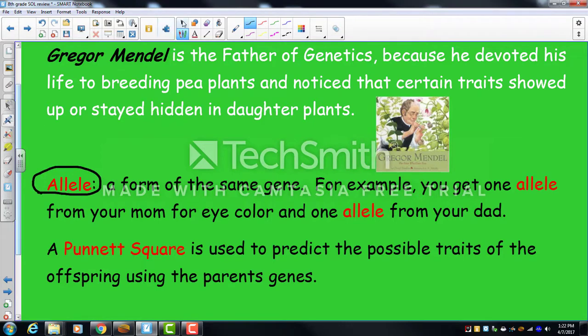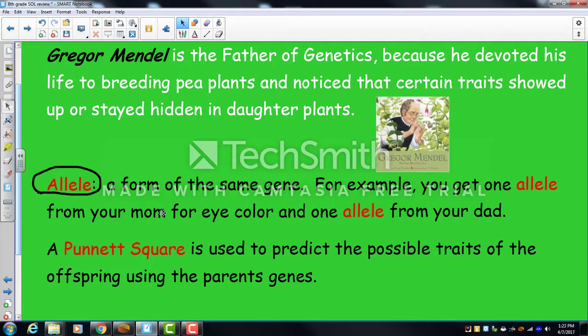The word allele is just a form of the same gene. So for example, think about your eye color, think about your parents' eye color. You have an allele for eye color. Let's say you have brown eyes. You got an allele for eye color from each, your mom and your dad. Remember, they give you half their genes.